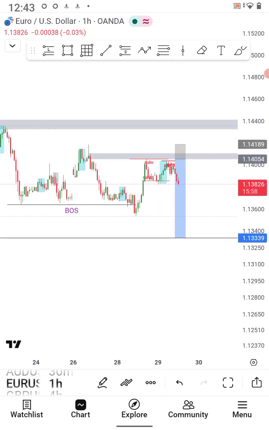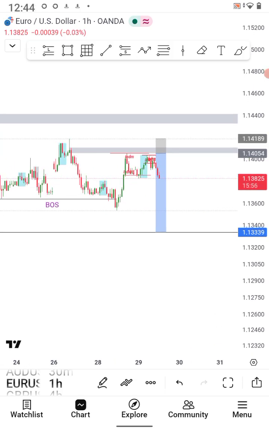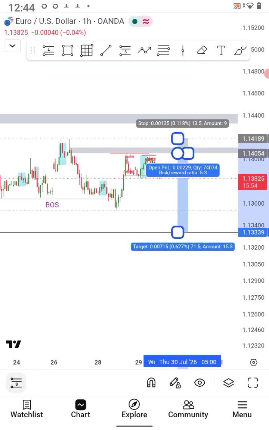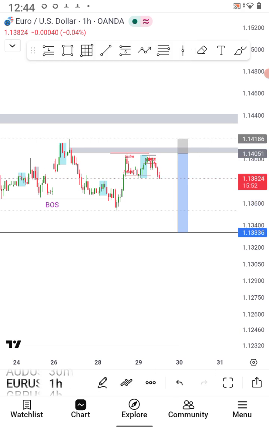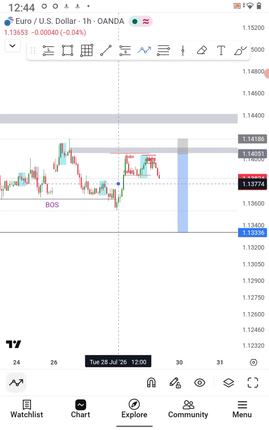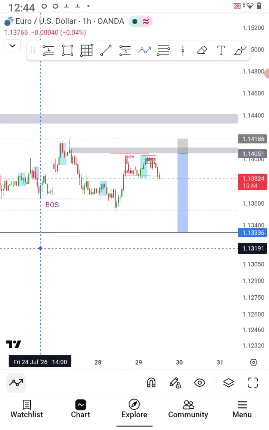So why am I interested in this trade? It's going down, but I believe it will still go back up, maybe during New York, when New York session comes. If it doesn't go back up, then I leave it and tomorrow another setup will come. Are you seeing it now?